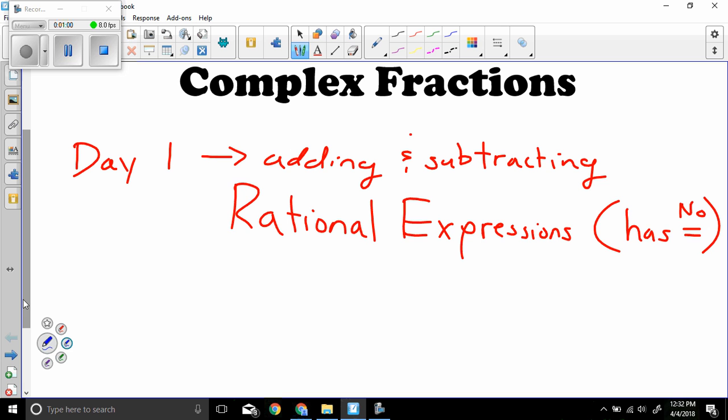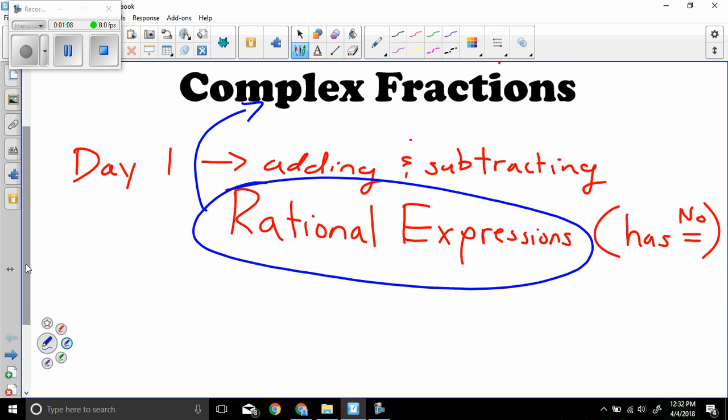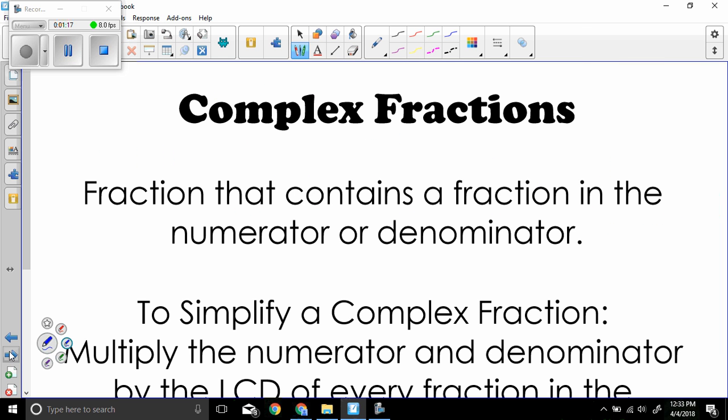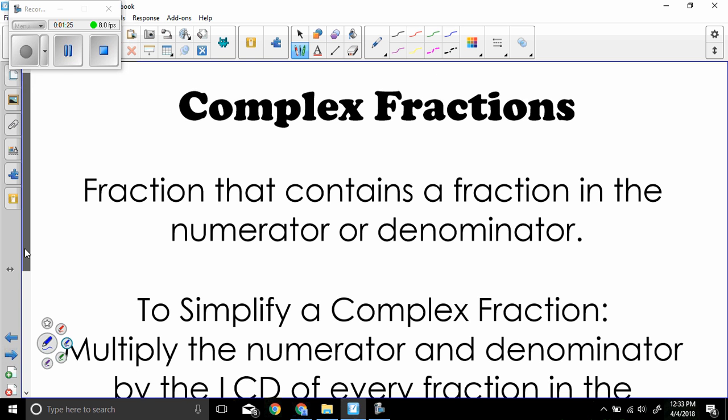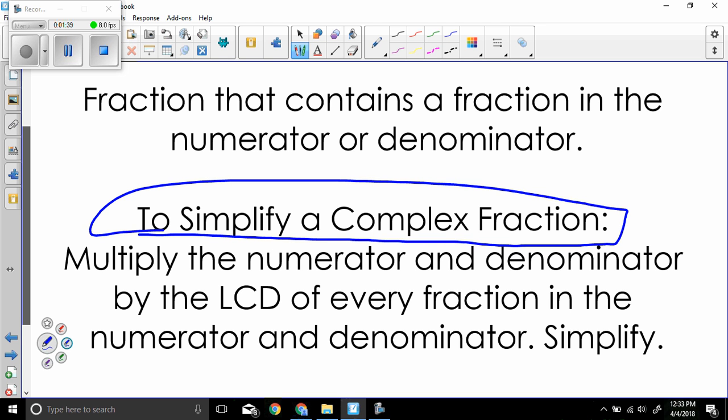We are going to work with rational expressions again today, but now we're going to be working with complex fractions. Because they are rational expressions, we cannot solve them. We can simply simplify them. Now would be a great time in the video to pause and write down the definition of a complex fraction. That is the entire definition right there. Pause the video, read this through. This is the method down here on how to simplify the complex fraction.